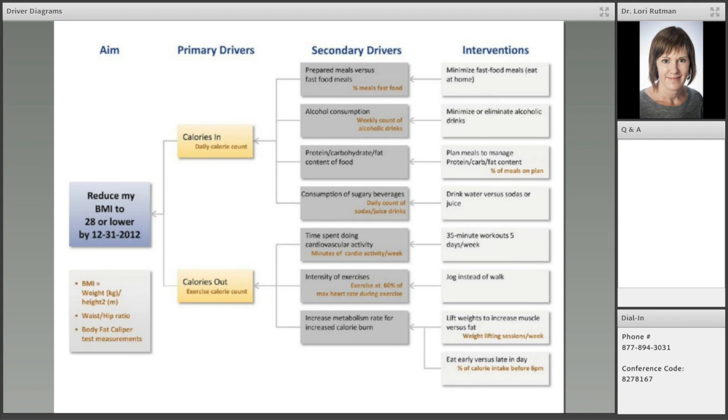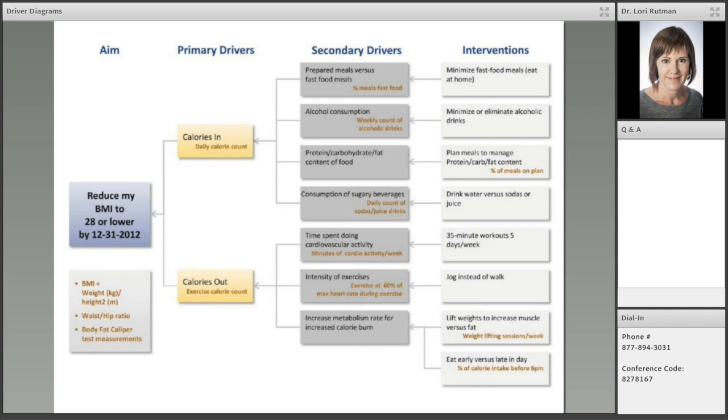I did also mention earlier that driver diagrams can be very useful tools for determining what you need to measure as you're pushing your QI work forward. So measurement, remember, plays a key role in any QI effort, because if you're following certain metrics, certain measures over time, you're going to know if your interventions are working.